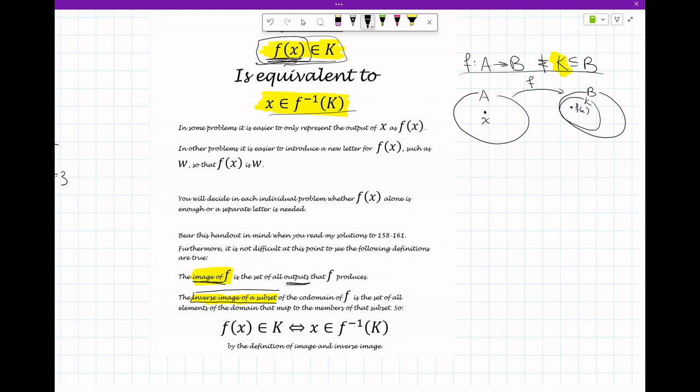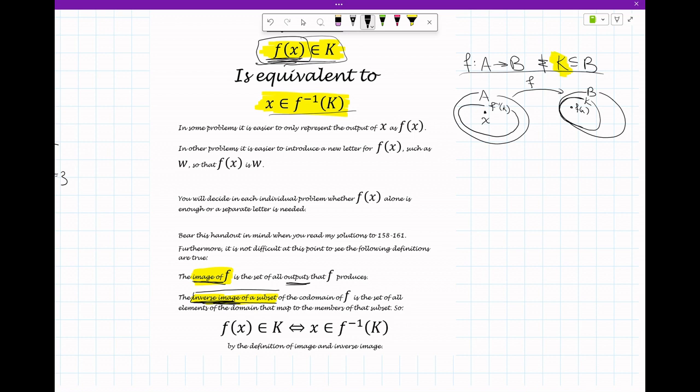And for the inverse image, we are going to use this notation right here, f inverse. I hear a lot of people say it out loud as "f to the -1," but that's not what it is. It would be really handy if, when you see it, you always just say "the inverse of f." And here is the inverse of f of that subset K. And it has a definition too. It is called the inverse image, or pre-image. And it is created out of, ready? The set of all elements of the domain that map to the members of this subset K.